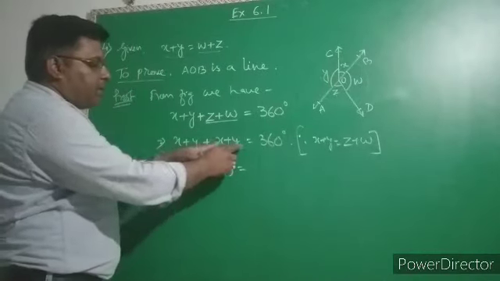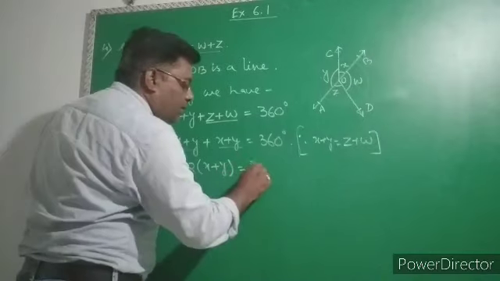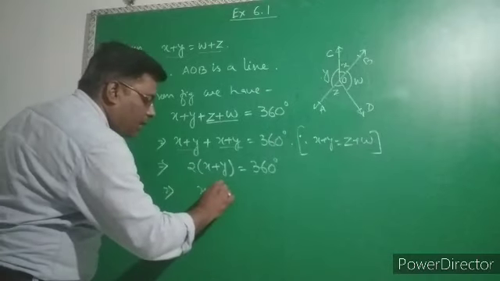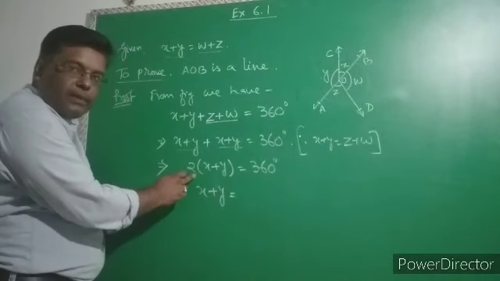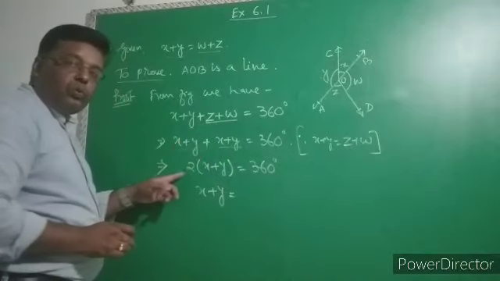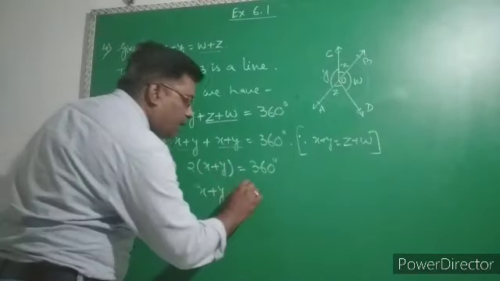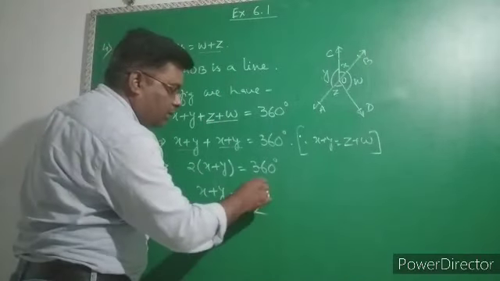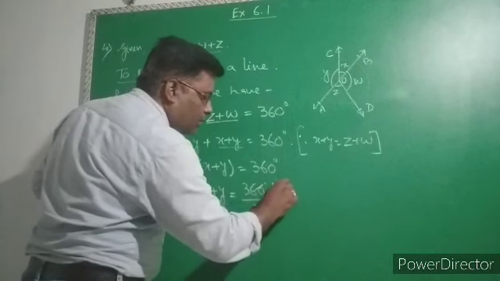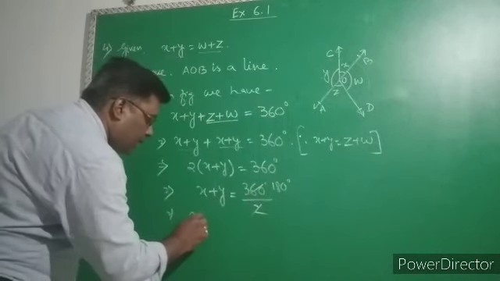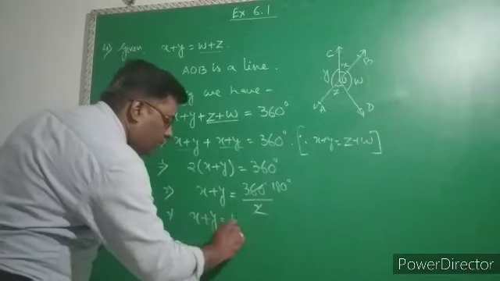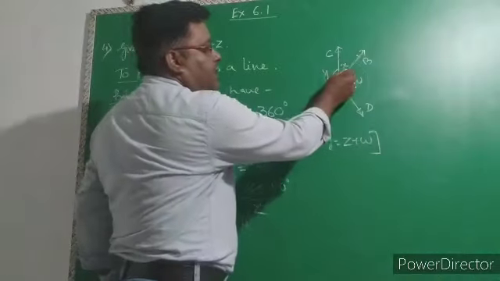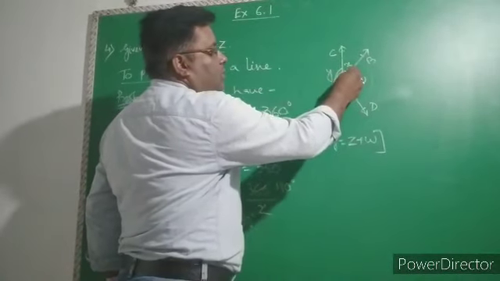That is X plus Y plus X plus Y, that is twice X plus Y is equal to 360 degree. Now 2 is multiplied with X plus Y. If we take 2 to the right hand side, it becomes 360 degree by 2. So if we cancel 360 by 2, we get 180 degree. That is, we get X plus Y is equal to 180 degree.